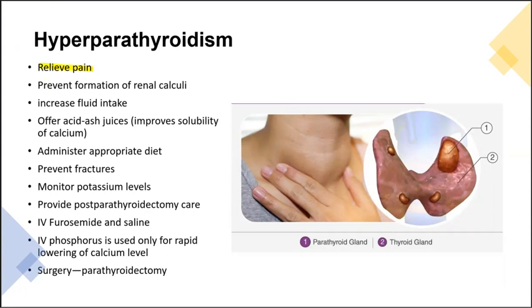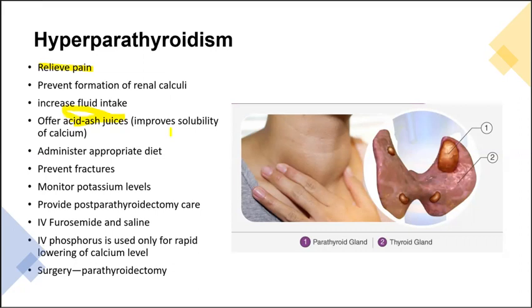How do we do this? We can increase fluid intake. We can offer acid ash juices, because this will improve solubility and elimination of calcium. Administer appropriate diets. Again, you want to try as much as possible to prevent fractures. Initiate safety precautions. Also monitor the client's potassium levels because it counteracts the effects of calcium on cardiac muscles. So you want to keep a very good eye on potassium levels.